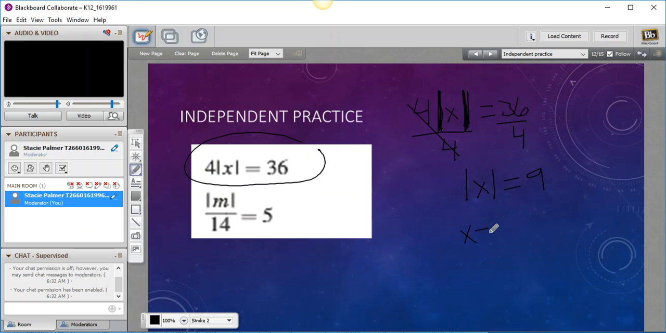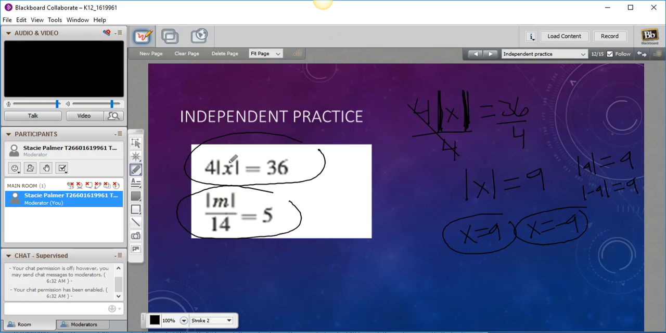We know that x can be 9. That would make it true, because the absolute value of 9 is 9. Or we know that x can be negative 9, because the absolute value of negative 9 is also 9. So both of these give us a solution. Okay, let's look at the next one.